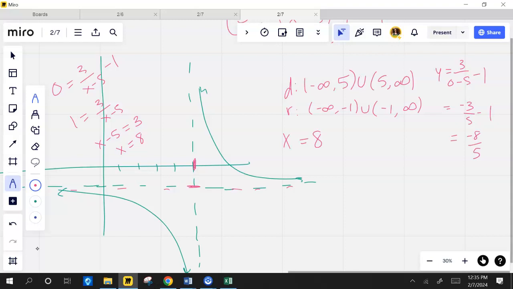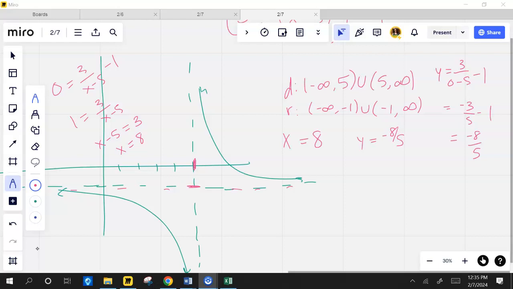That's a 5, not an S. -8 fifths, not -8 1/2, -8 fifths. It's negative 1.6. See, negative 1 and 3/5. 3/5 is 0.6.